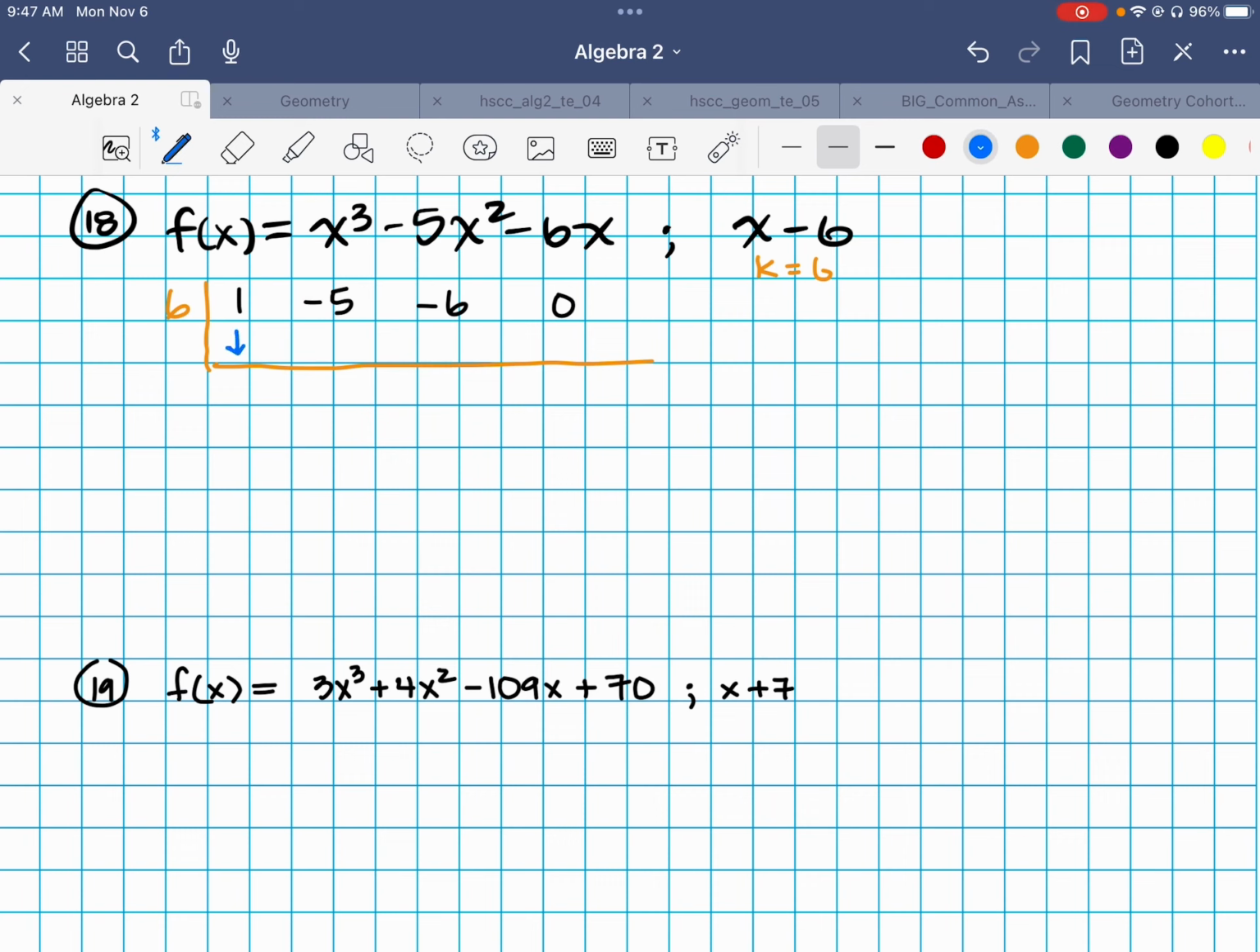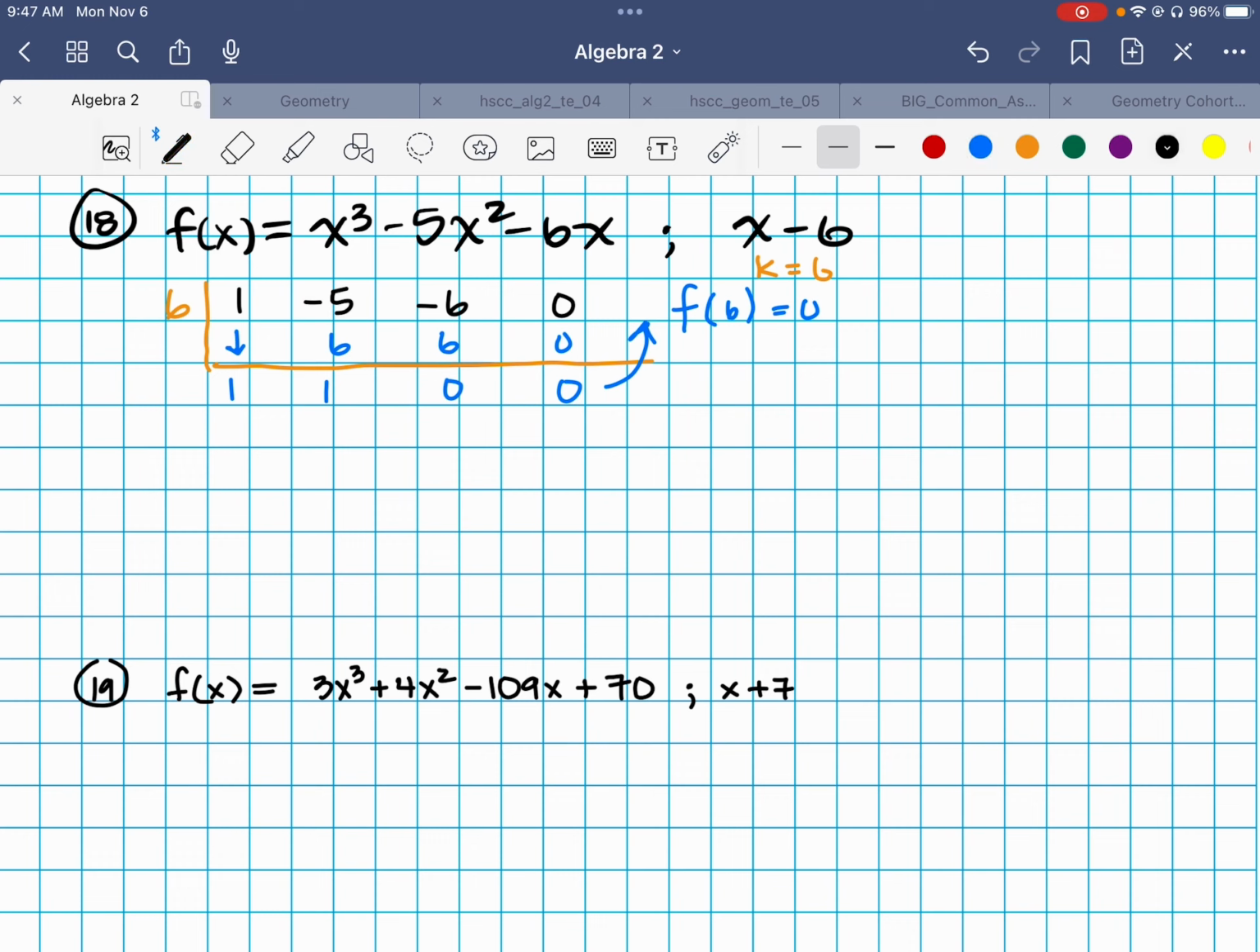We drop down the 1, and we start multiplying, and that would give us 1, and then 1 times 6 is 6, and that gives us 0, and times 0, and 0, and once again, we find out that f of 6 is equal to 0, which indicates that this is a factor. x minus 6 is a factor.